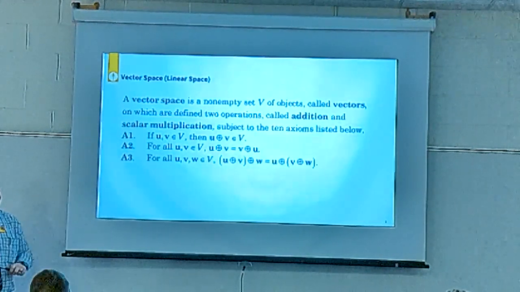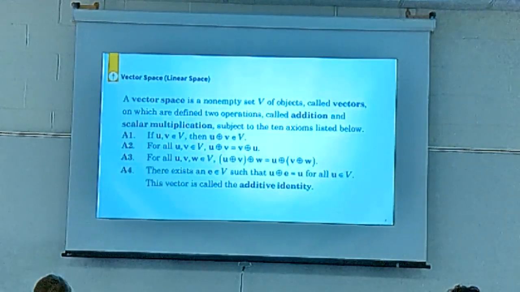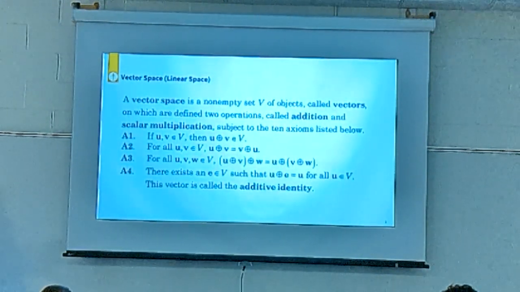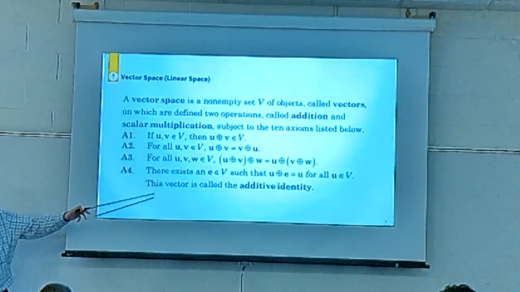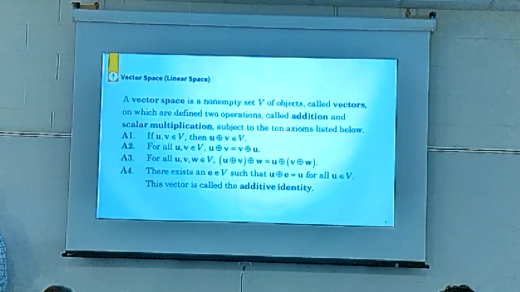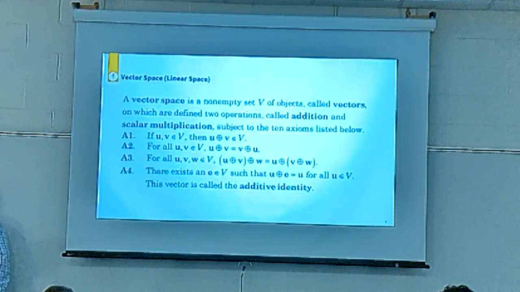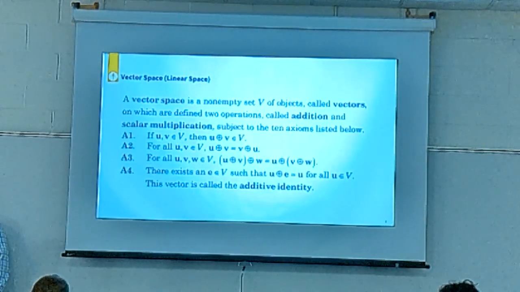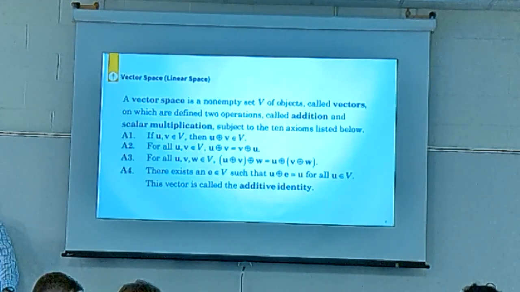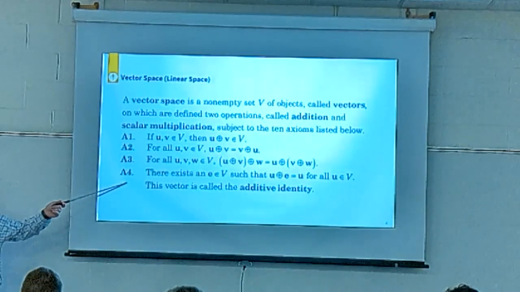closure property for addition, commutative property for addition, associative property for addition. There exists, I'm going to call it e, in V such that u ⊕ e equals u for all u in V. This is called the additive identity, or the zero vector, if you will. This is the existence of an additive identity property.